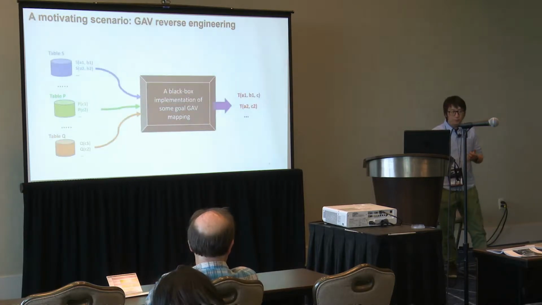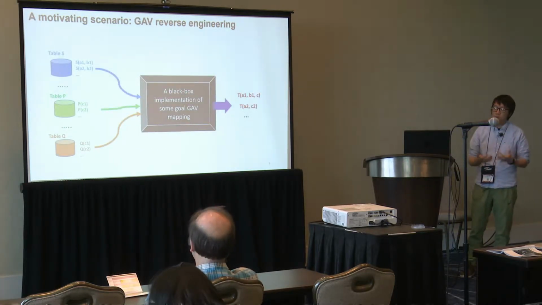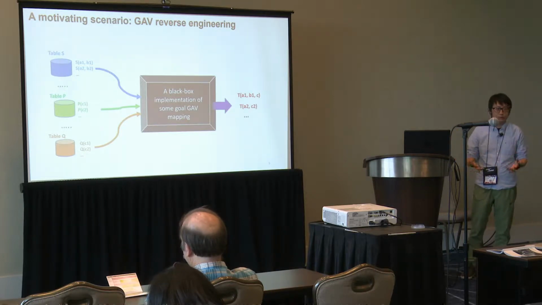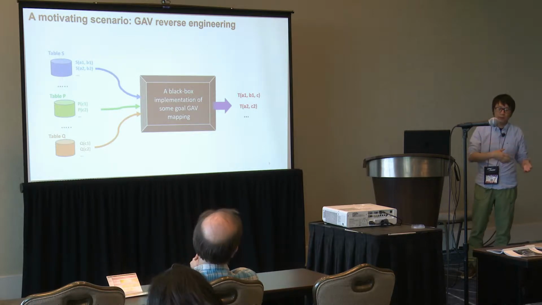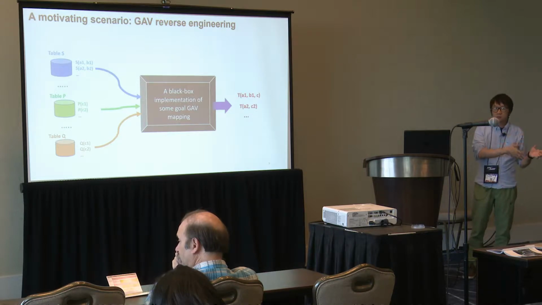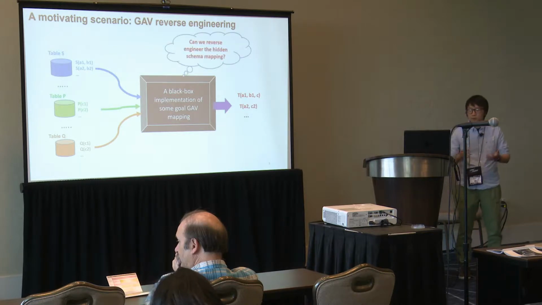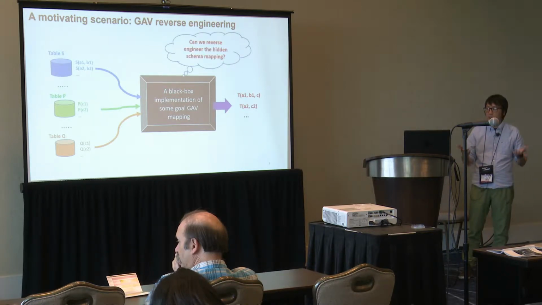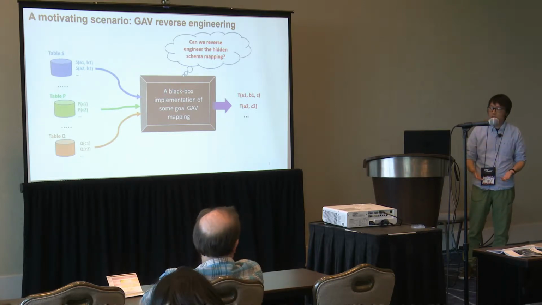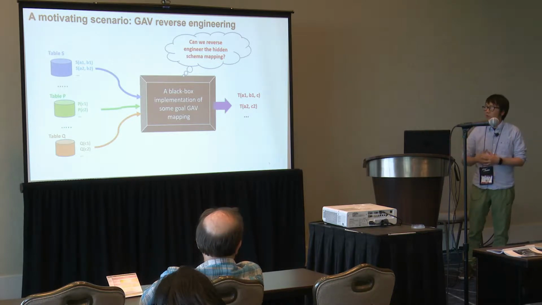Right? So before providing more details about our work, let's think of a practical scenario. Imagine I have some black box implementation of some GAV schema mapping. And we can also construct source instances by collecting facts from some source tables, and then the black box can convert the source instance into universal solutions, right? A natural question we may ask is, can we reverse engineer the schema mapping hidden in the black box? Namely, can we recover the specification of the schema mapping of the black box?